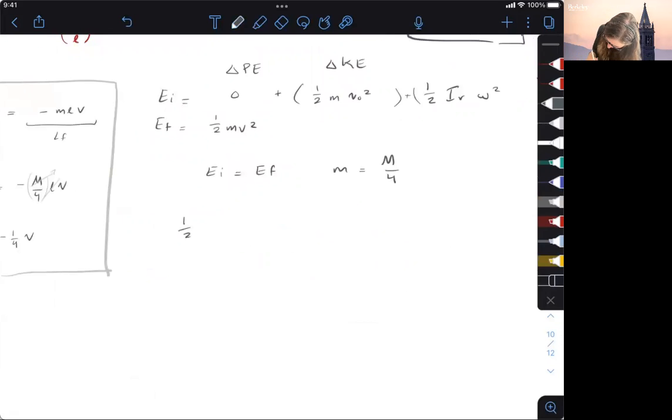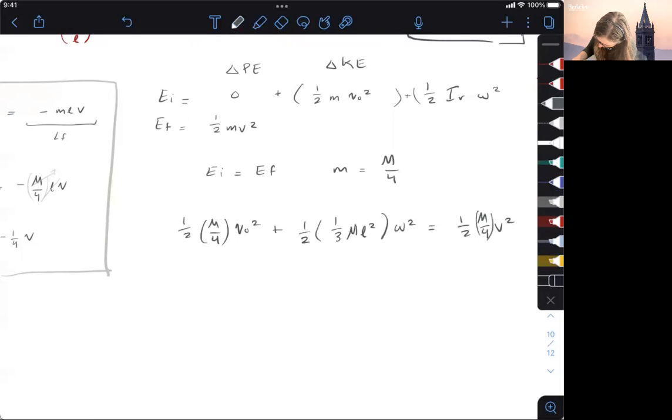So 1/2 M over 4, just taking this piece right here, times V naught squared, plus 1/2, and then I'm going to plug in I for the rod. So what was I for the rod again? 1/3 ml squared, and then times w squared, is equal to 1/2 mv squared. Oh, sorry, M over 4. Big M over 4.